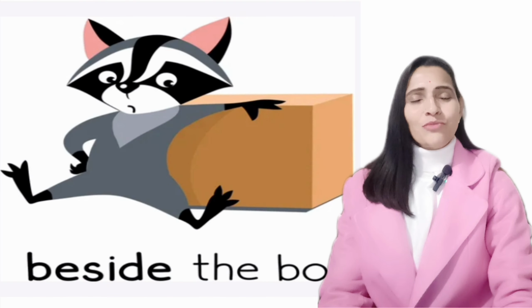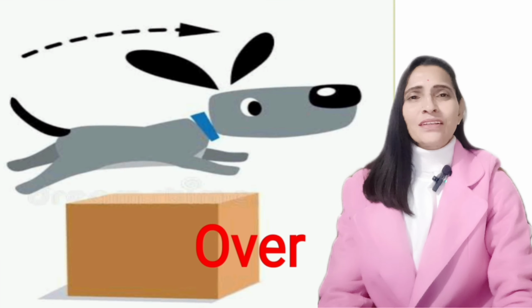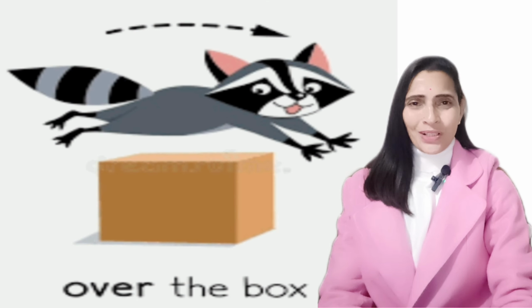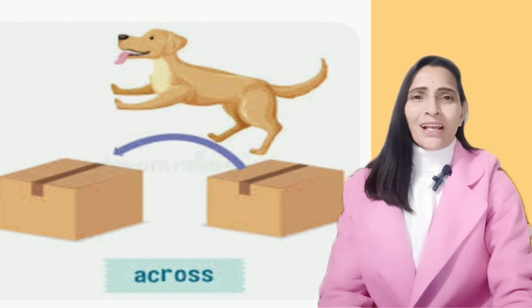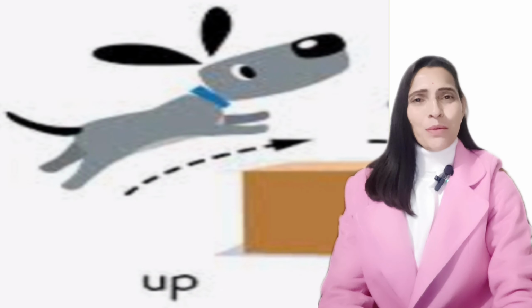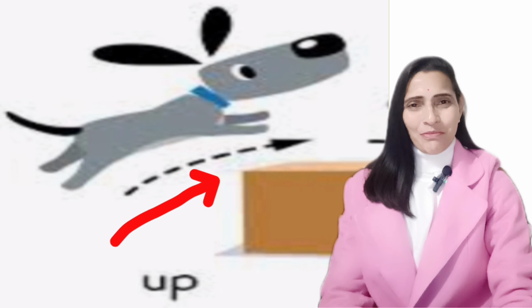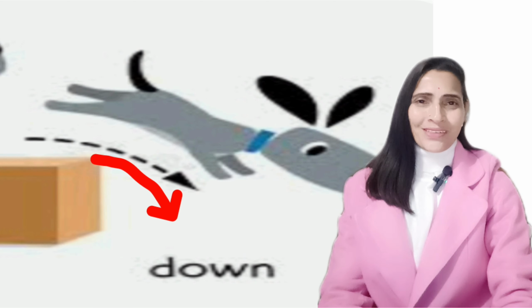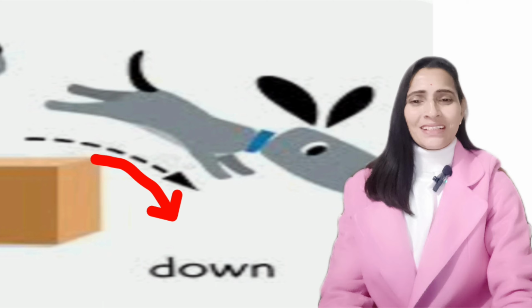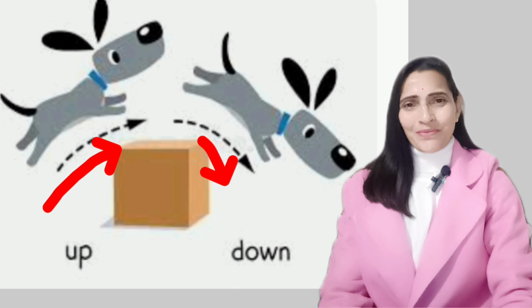Beside. Beside the box. Over. Over the box. Across. Up. This is position of up. Down. Up. Down.